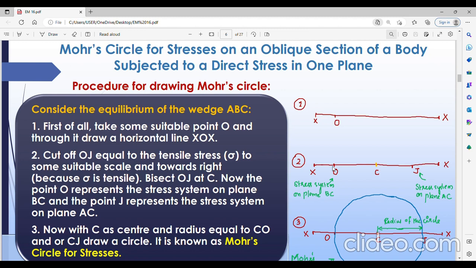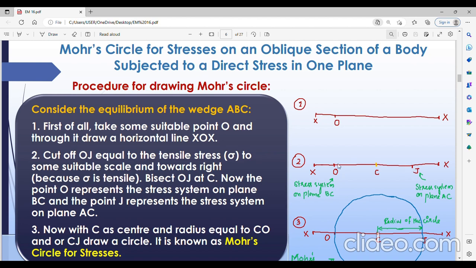1 is to 10 scale. If you are taking 100 kilonewton, you can take it as 10 centimeter. Now we are taking OJ, that is, cut off OJ equal to the tensile stress sigma to some suitable scale, towards the right, because in our question it is given that it is tensile stress, so it is positive, so you have to take it in the positive x direction. So OJ is equal to the value of the tensile stress.